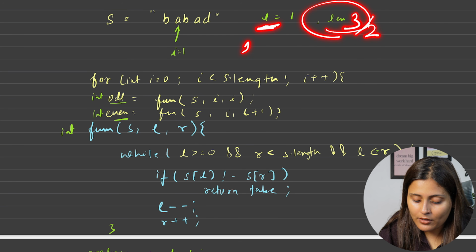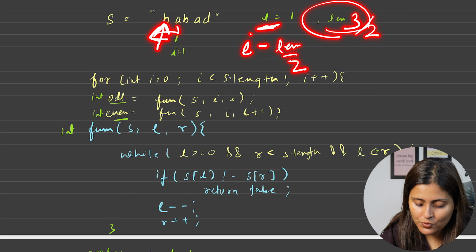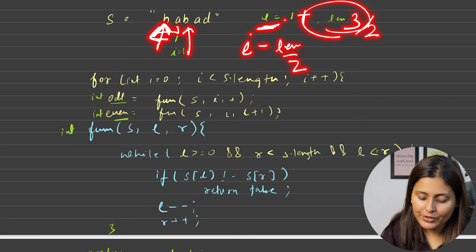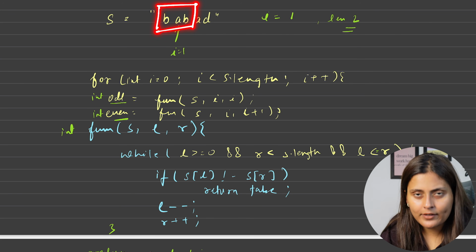So when you do the ith index, which is i minus length by 2, you will go towards the left side, which is where the left pointer will point, to 0. And now when you do i plus length by 2, definitely you will go to the rightmost index. And now from left to right, you can read the substring.